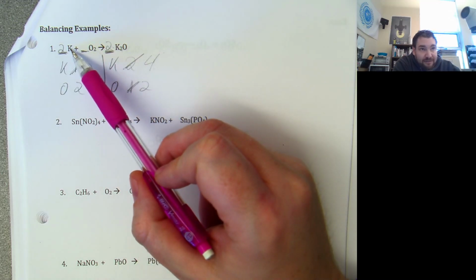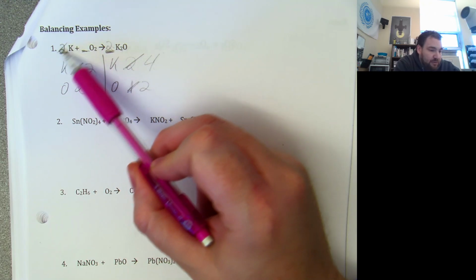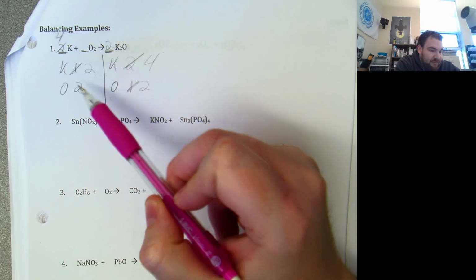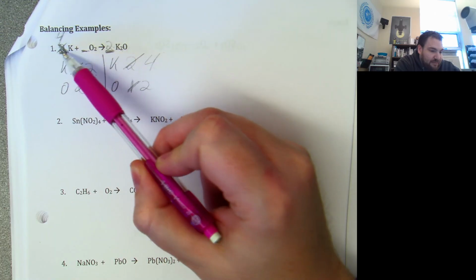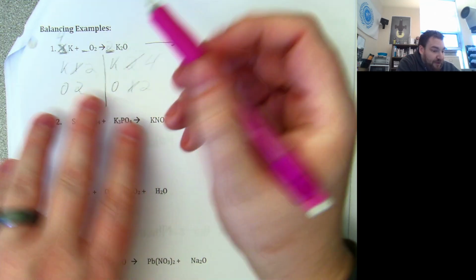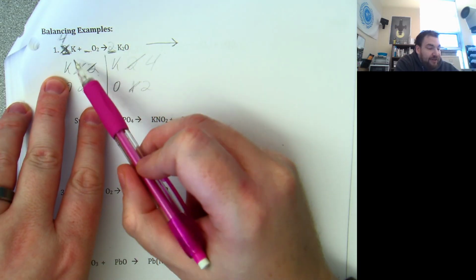Sorry? Yeah, and I can replace this 2 with a 4. And so now let's recount, first of all. By changing this 2 into a 4, I don't have 2 potassiums anymore. How many do I have?